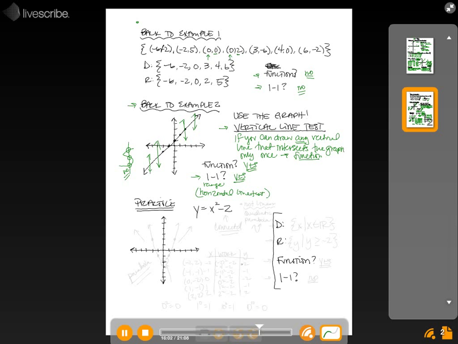I want you to pause it and then try it on your own and come back and check. Notice our problem is y equals x squared minus 2. Now I want to point out something. We have an exponent of 2 on there. That tells us this is not linear. Alright? I'm going to go ahead and tell you that this is a quadratic.